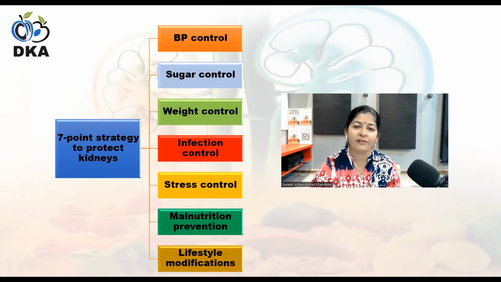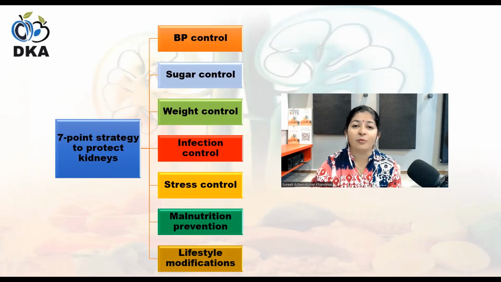Lifestyle modifications. Quit smoking. Smoking has been listed as a causative factor for chronic kidney disease in the long run. So smoking, alcoholism, tobacco chewing, and other wrong kinds of lifestyles need to be controlled, and thus we can protect ourselves and protect our kidneys by this lifestyle modification.